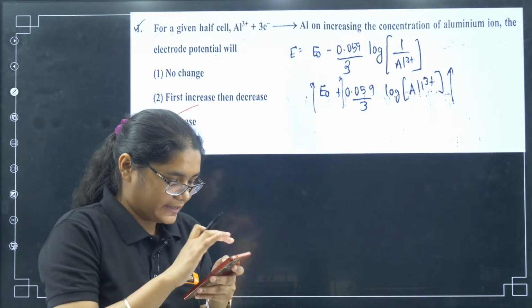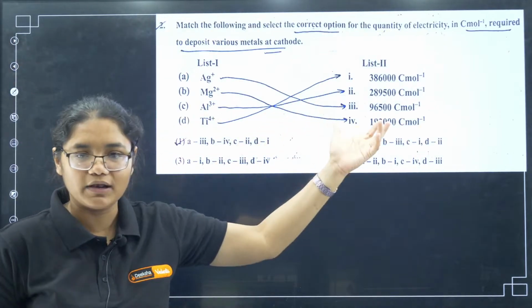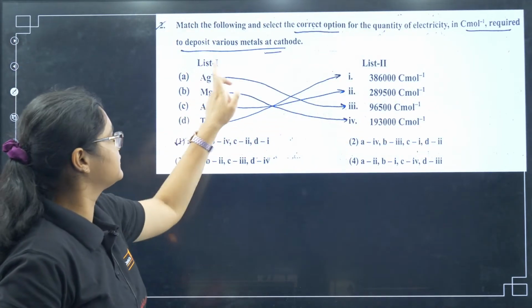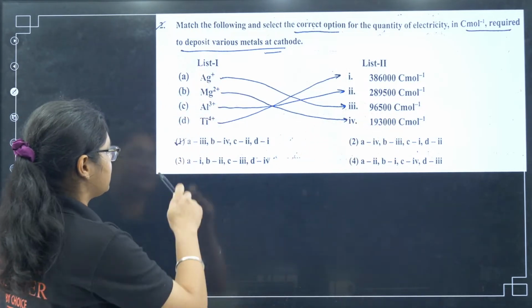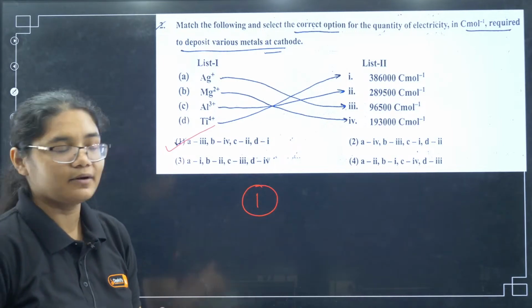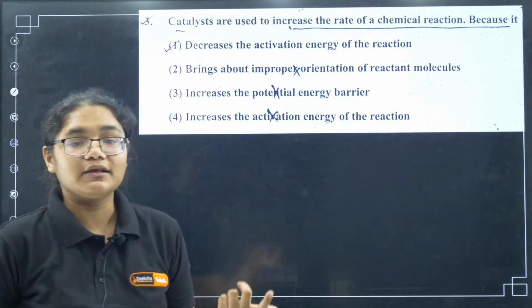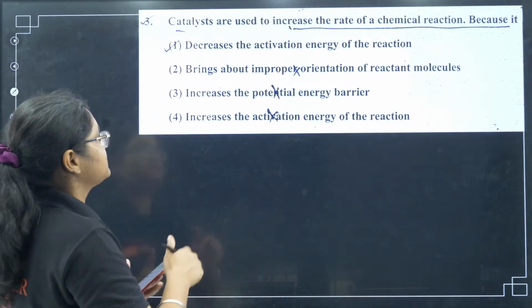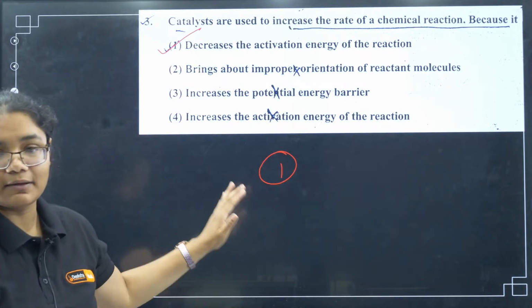Yes, so next, coming to question number 2, you have to just tell me the coulombs here. We can easily do it: Ag+ needs 1 electron, so that is 96500 coulomb. So A has to be 3, only one option is there. So the second question answer will be option number 1 here. Next, catalysts are used to increase the rate of a chemical reaction because it changes, or decreases, the activation energy. So the answer will also be option number 1.